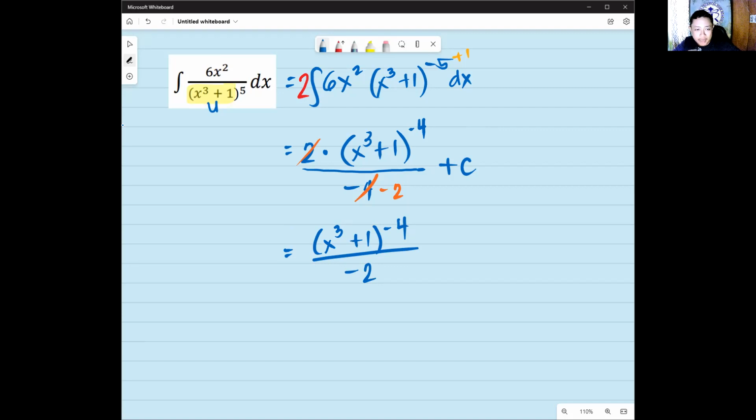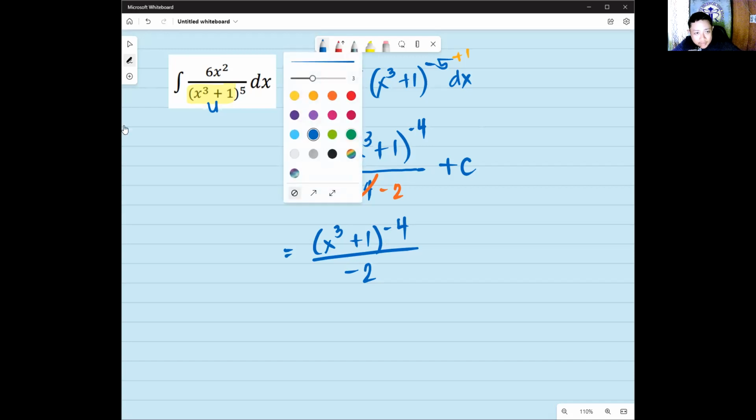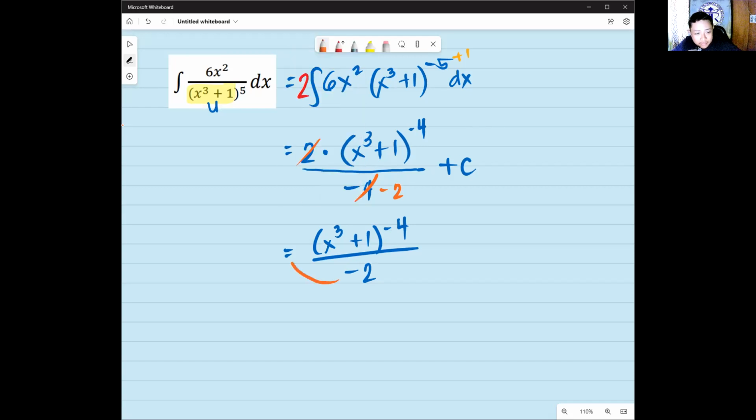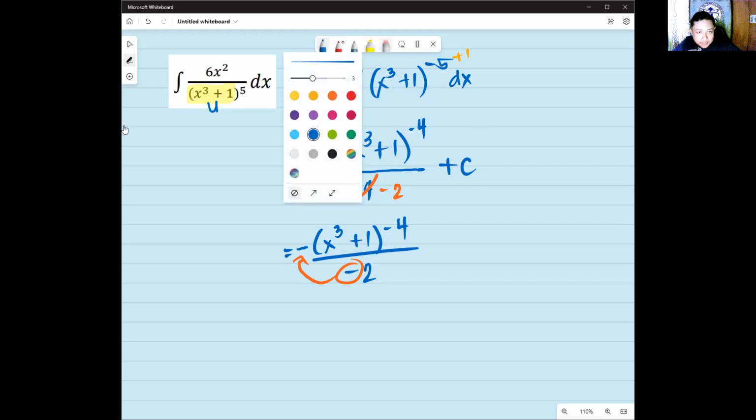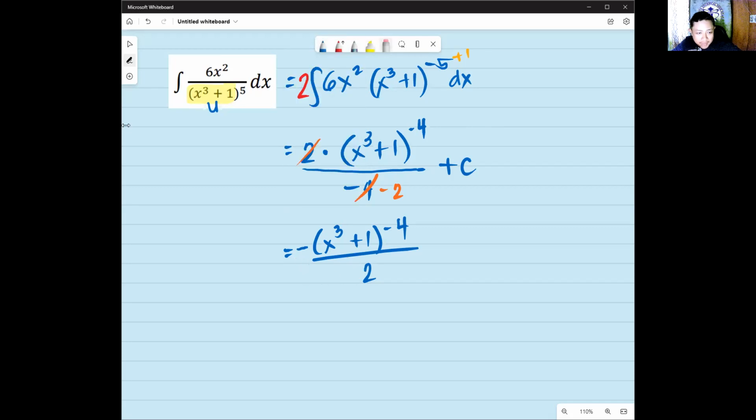Walang problema doon. Okay, so better yet, let's just transfer this negative here. This negative, lipat natin dito. Okay? So this will become negative. And then, mawawala na yung negative dito. Ayan, para mas malinis tingnan. And of course, don't forget to write plus C. Okay, is this already the final answer? Yes or no? Yes or no? Type it in the chat box, please.